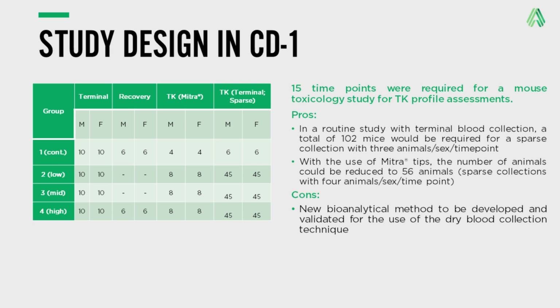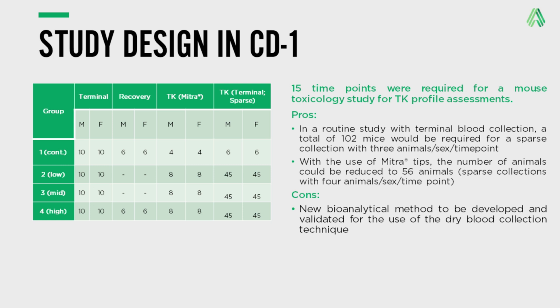Let us use a standard design with 15 time points for complete TK profile assessment. So the pros of using the tips is that in the routine study with terminal blood collections, now we're talking about the CD1 mice, we would need to use a total of 122 animals for a sparse collection with 3 animals per sex per time point.